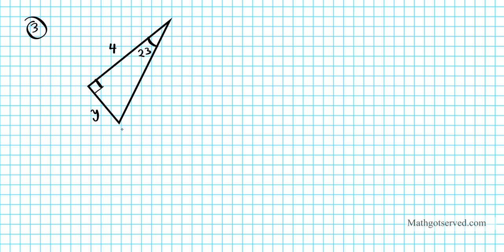Okay, so in this case, we're looking for y. All right, so what trig ratio do we use here? We're going to write down SOHCAHTOA and see which trig ratio is appropriate here. All right, so if we label the triangle, we can determine which one to use. So let's go ahead and label.